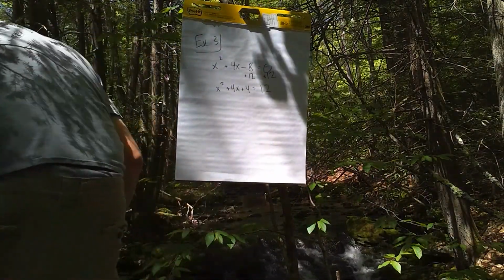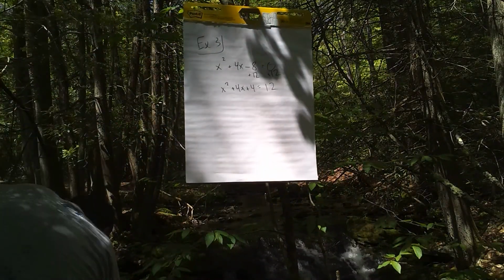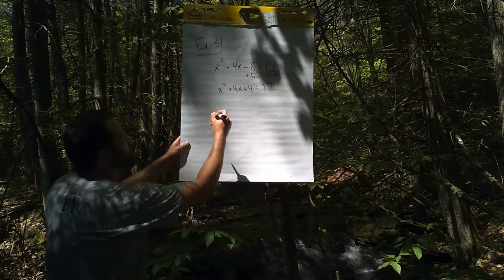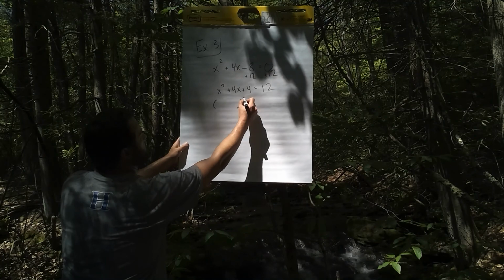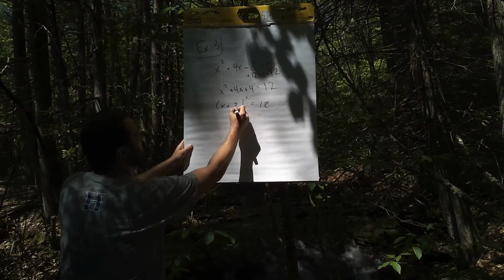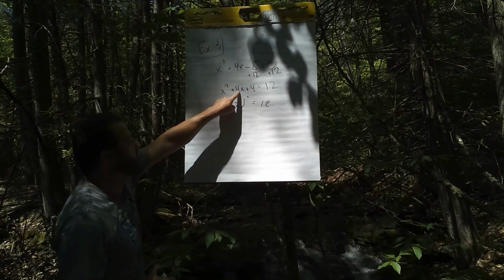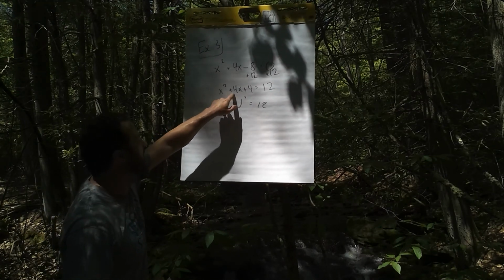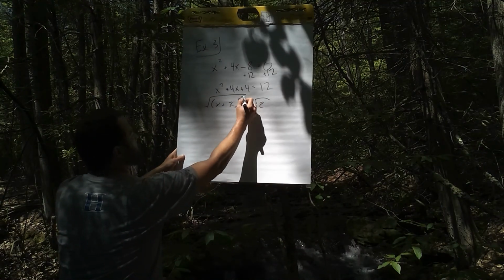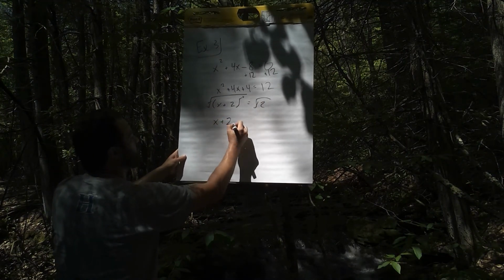All right, now this is in fact a perfect square trinomial. I'm going to factor this into something squared. That something is going to be x plus 2 squared. Again, variable, half of this. Square root both sides. That's x plus 2.